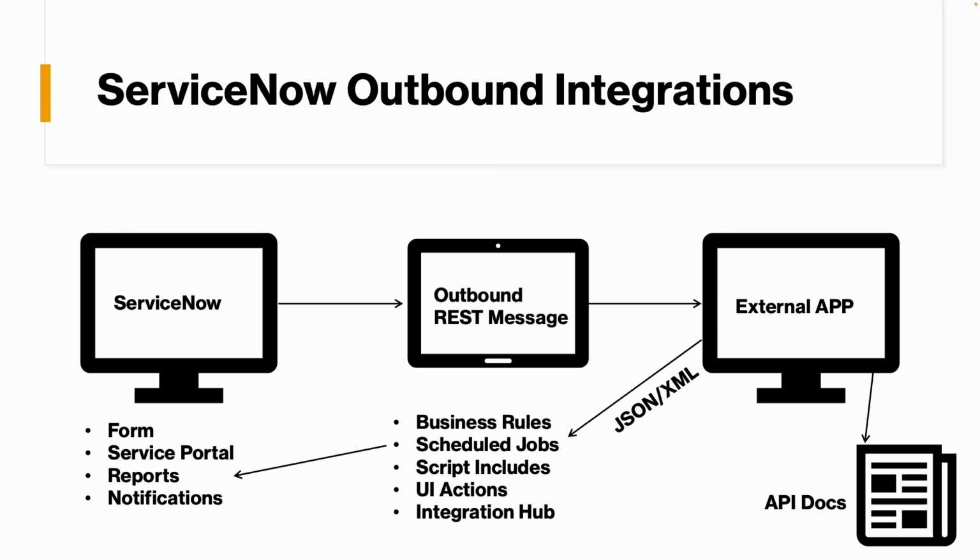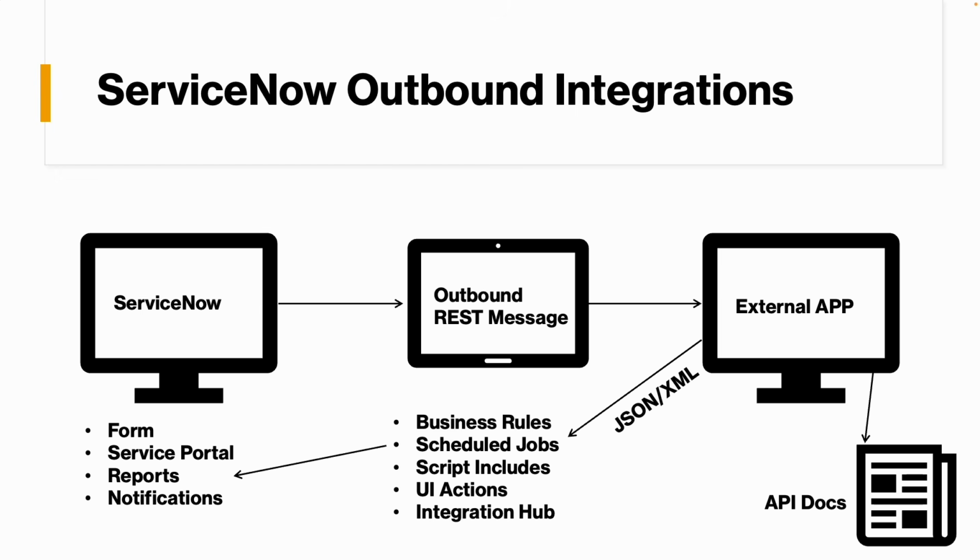So now in your mind, this concept is clear, how it's working. Right now we are going to learn about outbound REST message: how we can create that, and how we can follow an API doc and use that in different components of outbound REST message. Before analyzing the API docs, we need to understand different components of outbound REST message practically inside of ServiceNow.